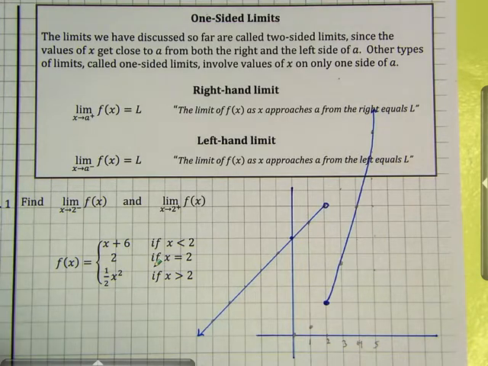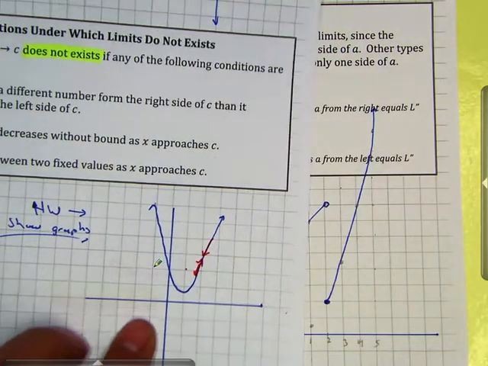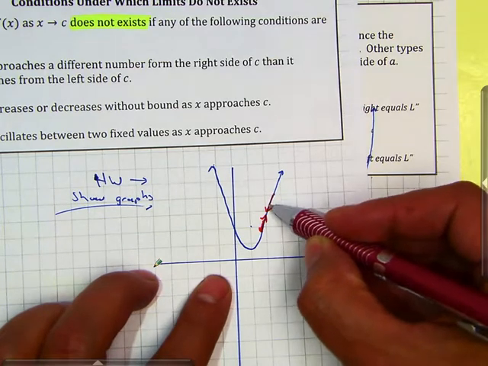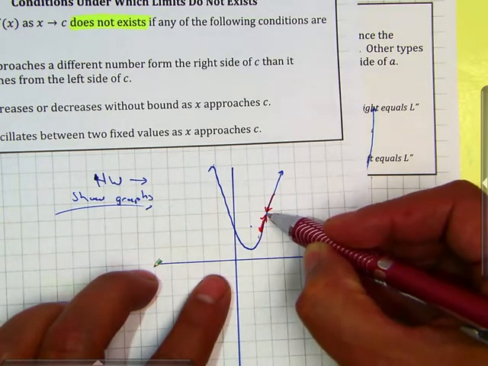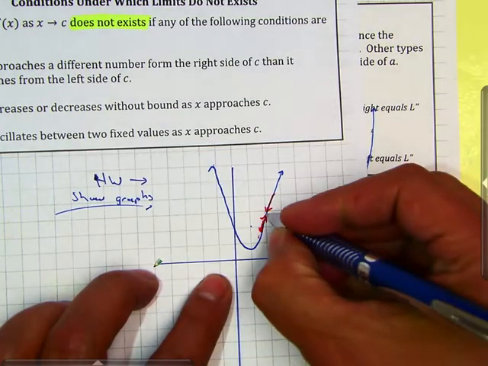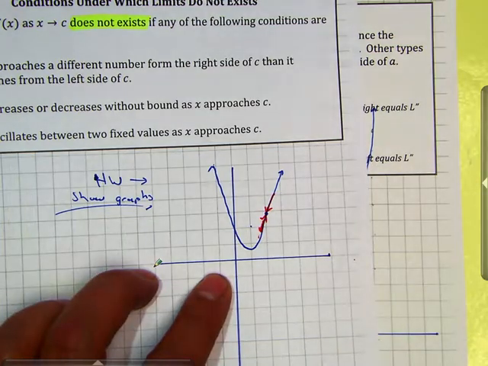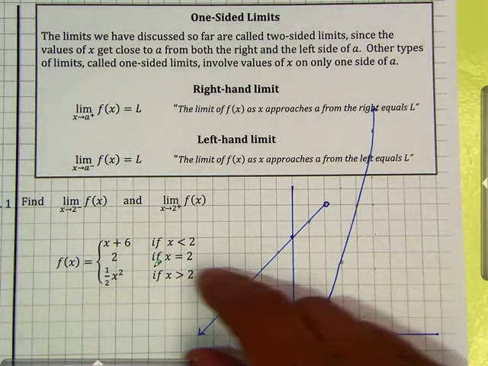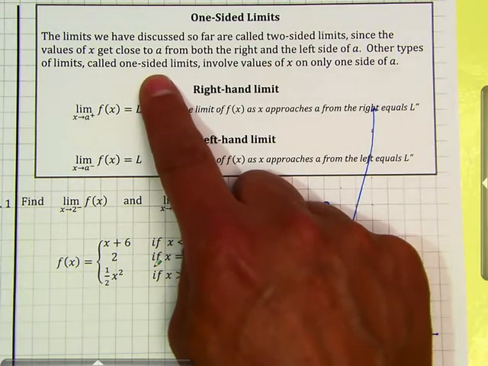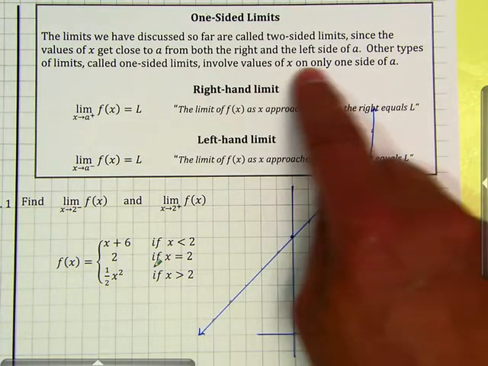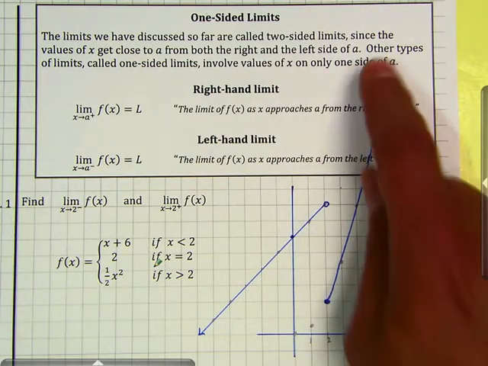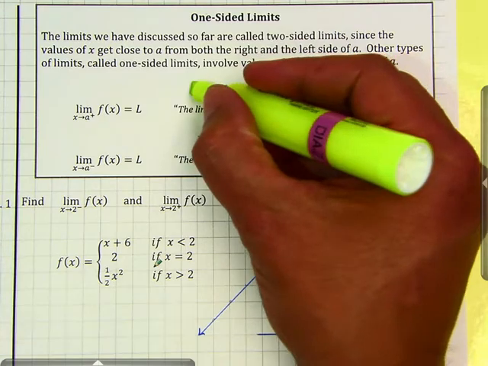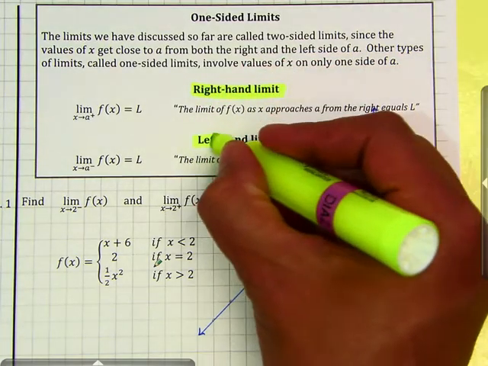were limits that reach the same point from the right and from the left. They reach the same y value. Today we are going to cover one-sided limits. One-sided limits involve x values only on one side of A. So it's either going to be the right-hand limit or the left-hand limit.